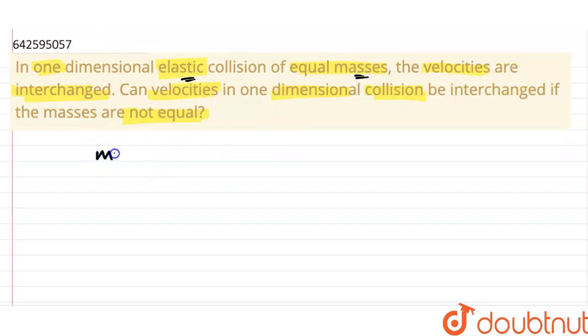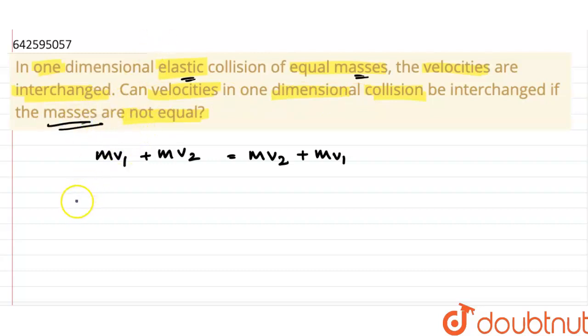Suppose mv1 plus mv2 is the initial momentum, then we know final momentum will be mv2 plus mv1. In short, the velocities will be interchanged. Okay, but what will happen if the masses are not equal?